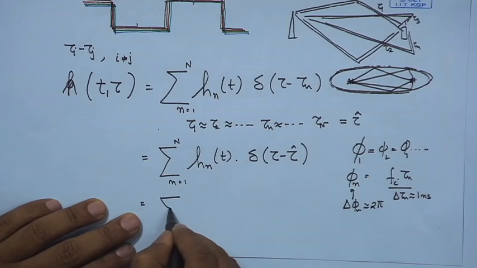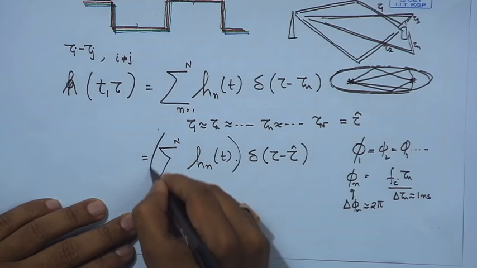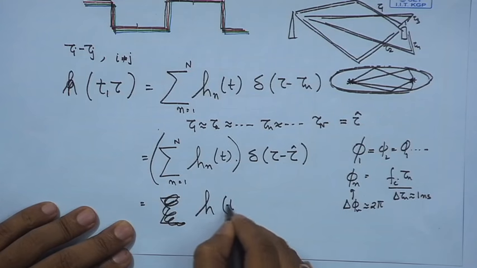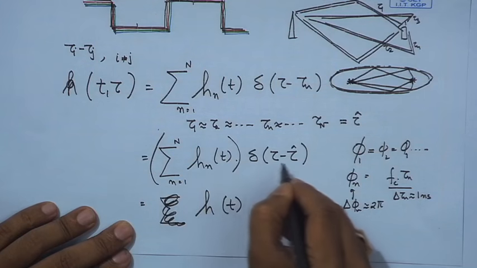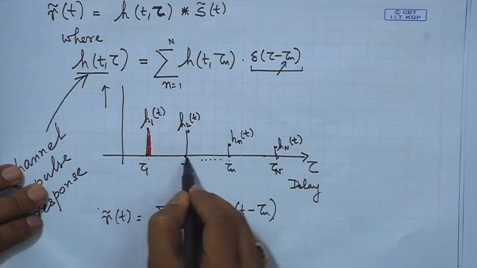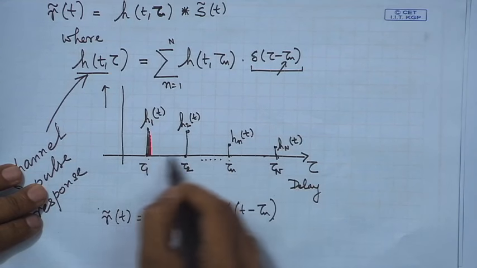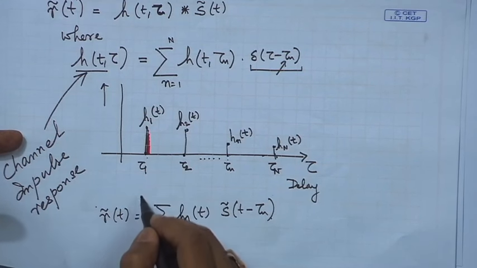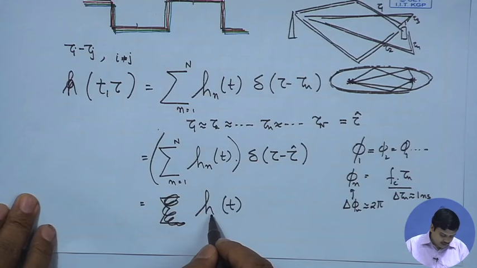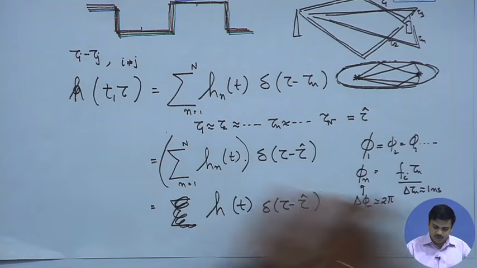what we have is that this tau cap is common for all. So, therefore, we could add up everything and we need not have the summation sign anymore. So, we could write this as h of t, because all h n have added up. Because these tau gaps have gone, previously they were at different delays, so they were not getting added up, they were at separate gaps. But now, since they have almost come very close to each other, it is as if they are at the same time location approximately. This is a model, so this is an approximation. So, we are able to add them up, and we have a single effective h of t times delta tau minus tau cap.